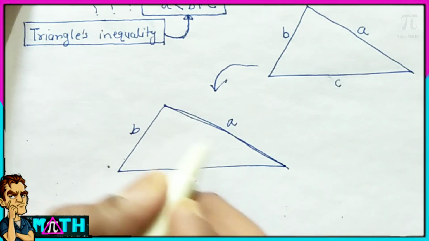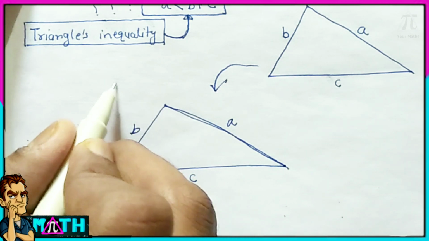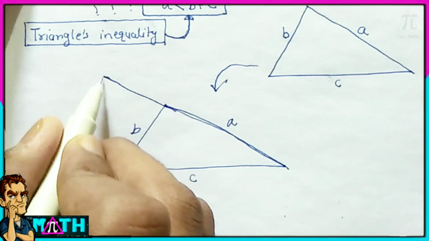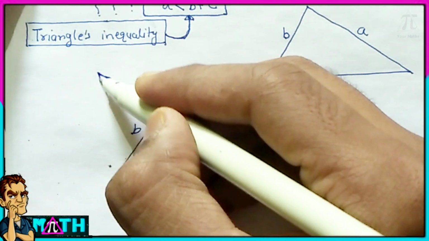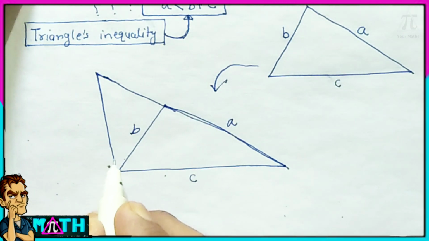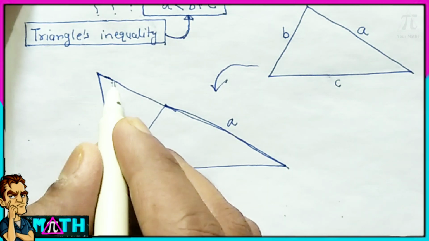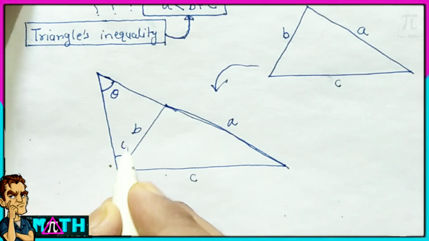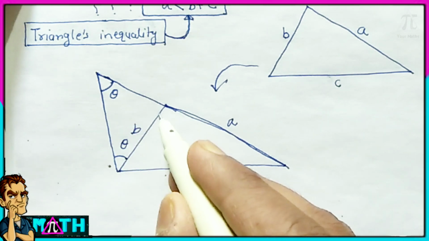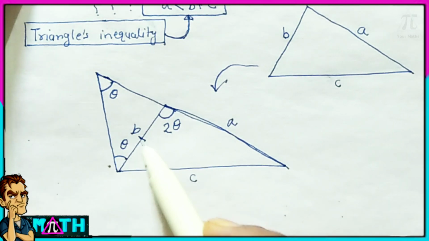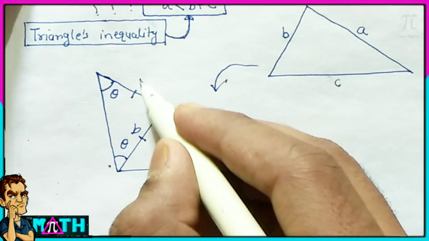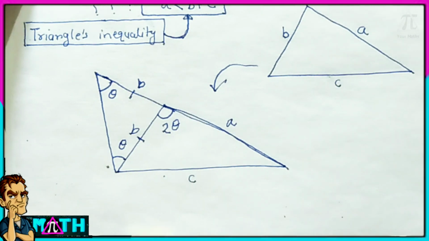Now I am going to extend this side A. Like this I will extend the side A, and I will extend such that when I join these two points, then this angle and this angle become equal. Let's suppose this is theta and this is theta as well, so this becomes 2 theta from the exterior angle property of a triangle. And if this is B, then this is also B, since sides opposite to equal angles are equal.